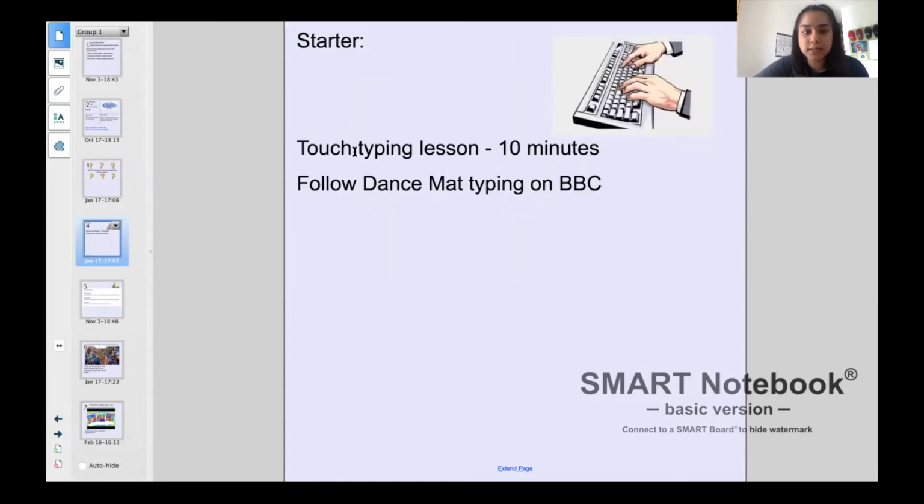Now, for your starter, can you please do some touch typing? So take 10 minutes to follow the dance mat typing on BBC. Pause the screen and go ahead over to BBC and continue with that for 10 minutes. And when you are done, come back to this video.